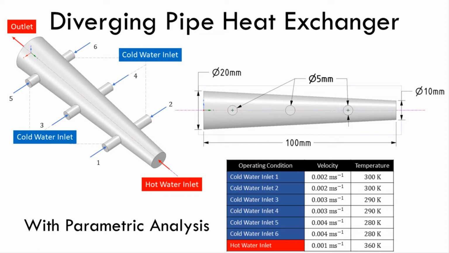Hello everyone. This tutorial is about the simulation of a diverging pipe heat exchanger in which cold and hot water mix. The hot water enters the diverging pipe at 360 Kelvin and 0.001 meter per second, whereas 6 adjacent inlets carry cold water with different velocity and temperature. The velocities in the cold water inlets arranged in diverging directions are 0.002 meter per second, 0.003 meter per second, and 0.004 meter per second, whereas the temperatures are 300 Kelvin, 290 Kelvin, and 280 Kelvin respectively.